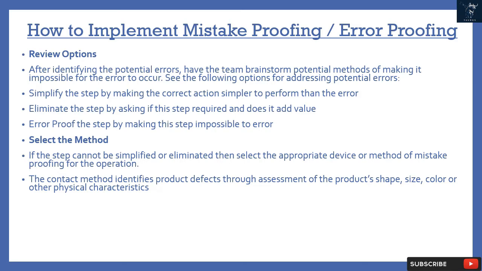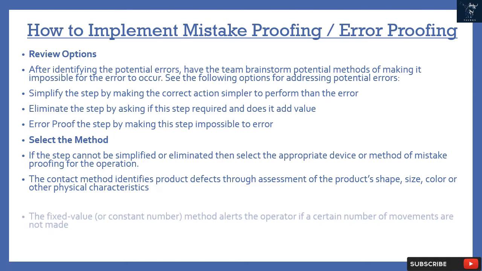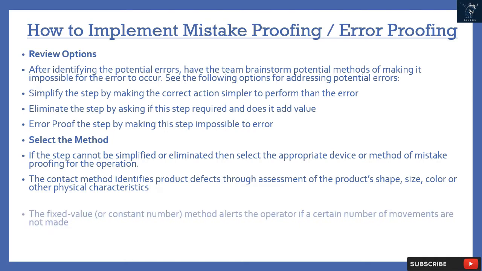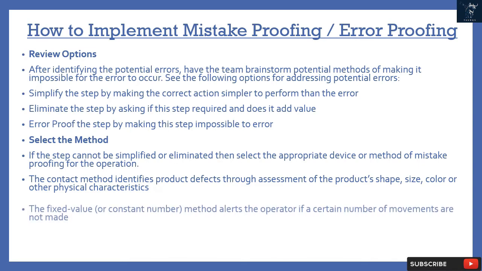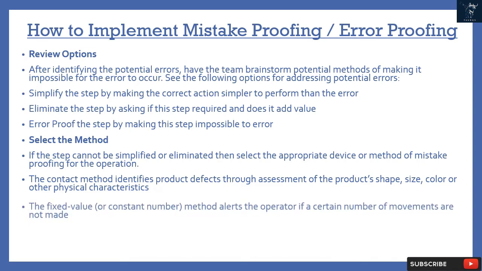Review options after identifying the potential errors. Have the team brainstorm potential methods of making it impossible for the error to occur. See the following options for addressing potential errors. Simplify the step by making the correct action simpler to perform than the error. Eliminate the step by asking if this step is required and does it add value. Error-proof the step by making it impossible to error.